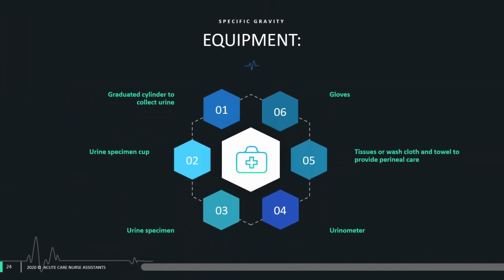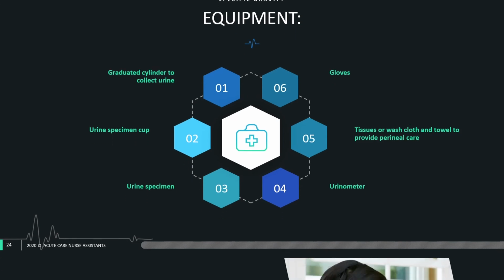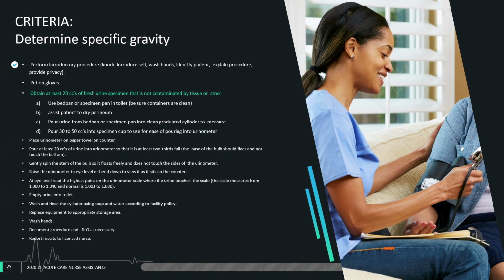Specific gravity equipment: graduated cylinder to collect urine, urine specimen cup, urine specimen, urinometer, tissue or washcloth and towel to provide perineal care, and gloves. Determine specific gravity. Perform introductory procedure. Knock, introduce self, wash hands, identify patient, explain procedure, and provide privacy.